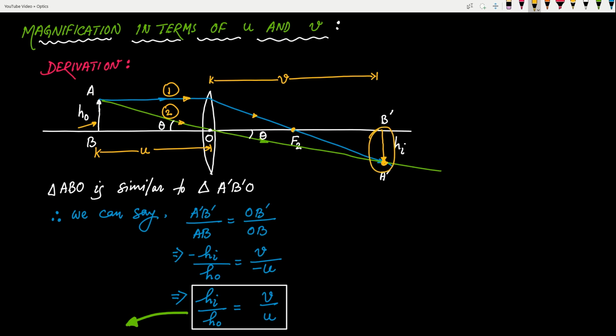Okay, this is clear. This is just the ray diagram. Now this is U, that is the object distance from the lens, and this is V, the image distance from the lens. This is clear. Now let's understand one thing.